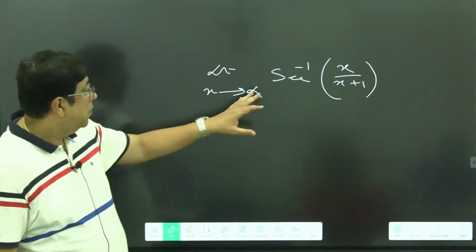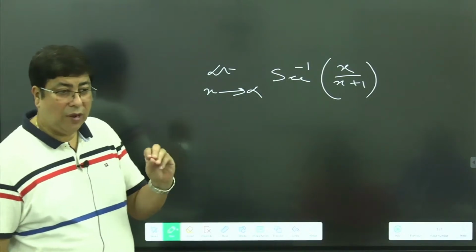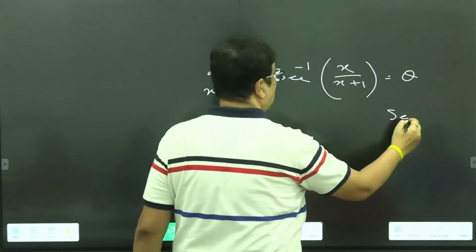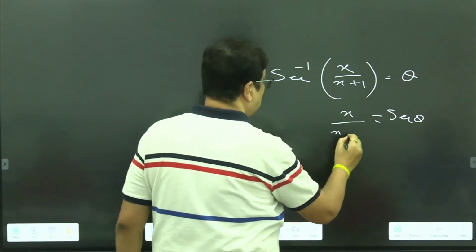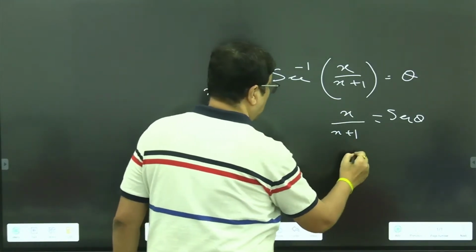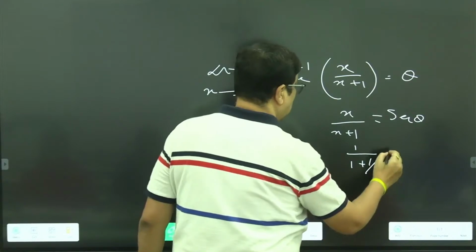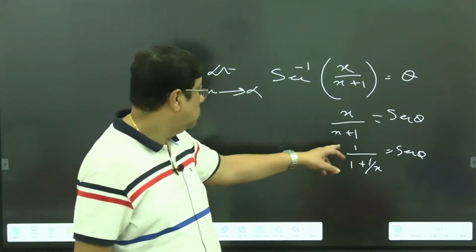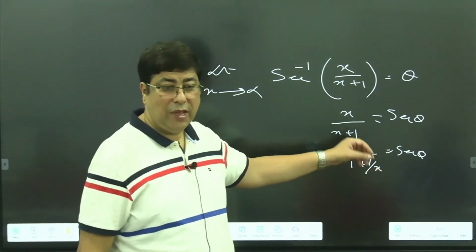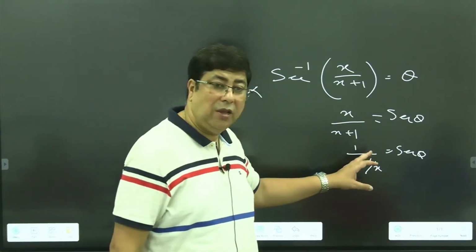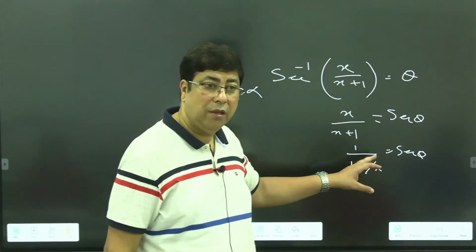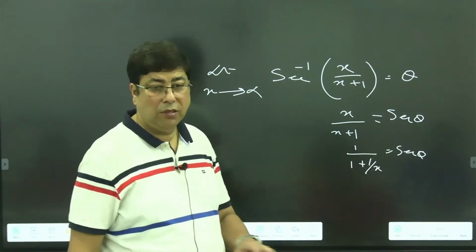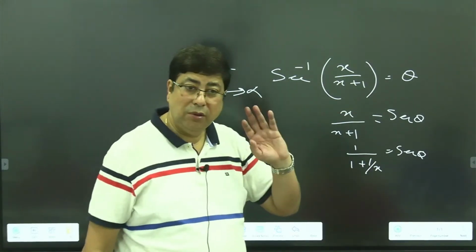See this, everyone. First of all, sec inverse. Generally, what will students do? First of all, set this equal to theta. So sec theta equals x by x plus 1. Dividing by x, 1 by 1 plus 1 by x equals sec theta. When x tends to infinity, 1 by x tends to 0, so sec theta equals 1, so cos theta equals 1. What will theta be? Theta equals 0. This means the answer should be 0, right?